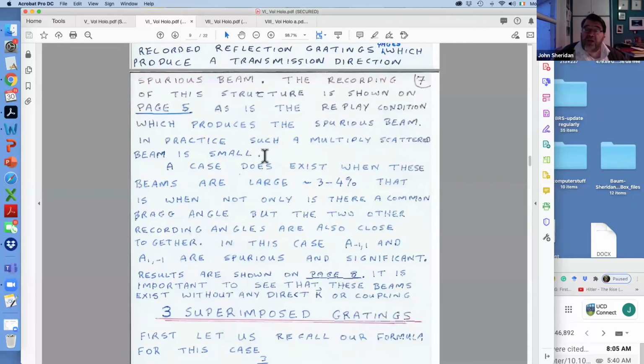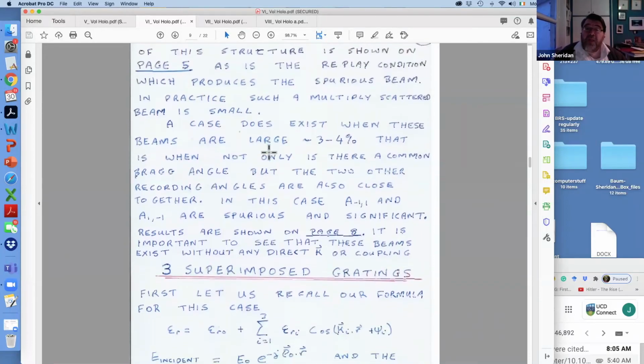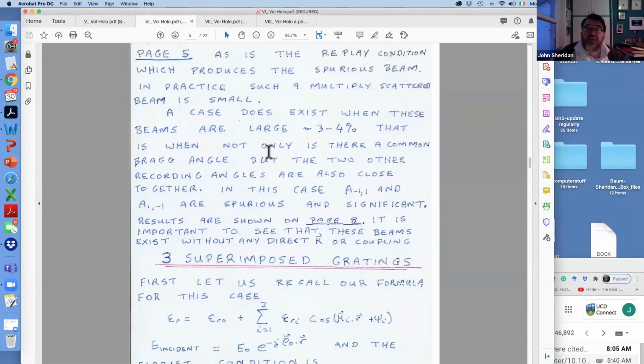But again, if you're trying to get this as efficient as possible, and you forget or you don't worry about the fact that you do a model where you put in your reflection beams but you don't put in your transmission beams, first of all, if you do the experiment, you'll see a transmission beam. And second of all, and more importantly, if you design it for 100% efficiency, you're not going to get 100% efficiency. You can't.